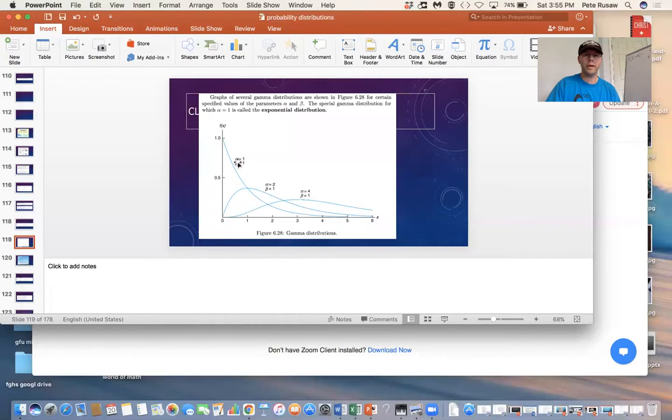Here alpha is 1 and beta is 1. But if we go to that gamma distribution, we make alpha 2 and beta 1, suddenly we've got this skewed distribution. If we make alpha 4 and beta 1, you can see it starts to flatten and it starts to kind of normalize. We start getting some symmetry as alpha increases.